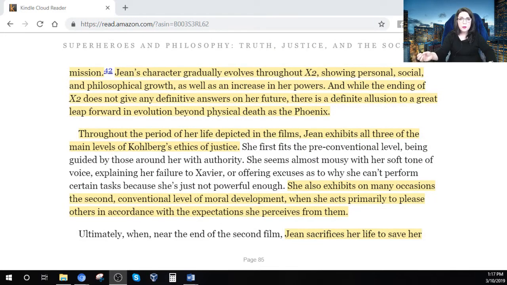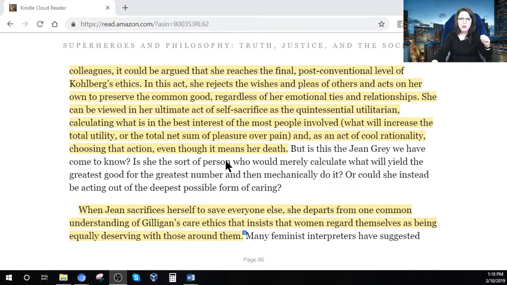So as you saw in the clip, Jean Grey decides to give up her life in order to save her fellow mutants and save the mutant children. And according to Housel, throughout Jean Grey's life, which are depicted in the films, she exhibits all three main levels of Kohlberg's ethics of justice. She completes the pre-conventional level because she's guided by those in authority. She completes the second level because she does develop morally. And she completes the third level, which is the post-conventional level, because she does commit the supererogatory act of self-sacrifice in order to save those around her.